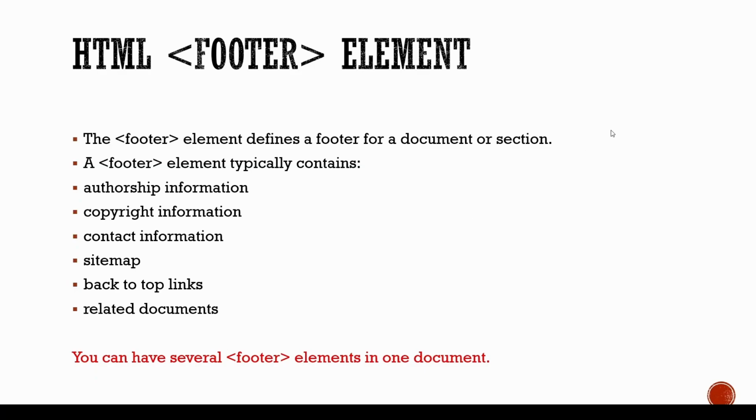And lastly, let's learn about the footer element. The footer element defines a footer for a document or section. A footer element typically contains authorship information, copyright information, contact information, sitemap, to top links, and related documents. Now note that you can have several footer elements in one document. So let's have a look at it in our code.